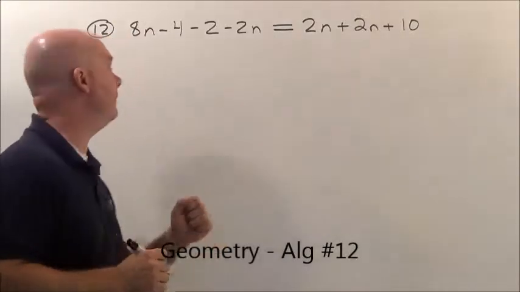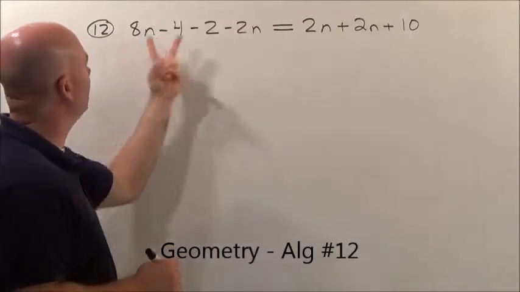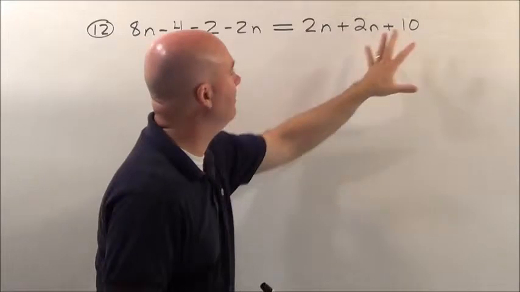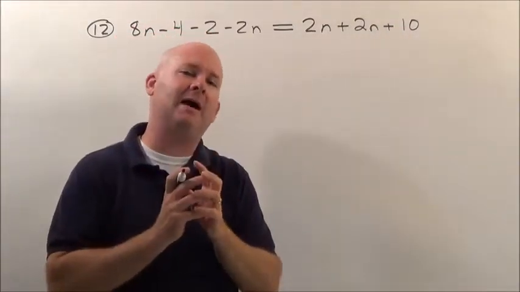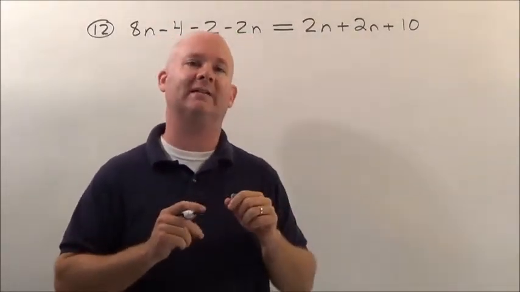Here's problem 12 for us. Wow, I have a bunch of items here. I got a variable here, -4, -2, and it equals variable number. Again, what I want to do is get everything combined before I start moving things to the left side of the equal sign and to the right side of the equal sign.